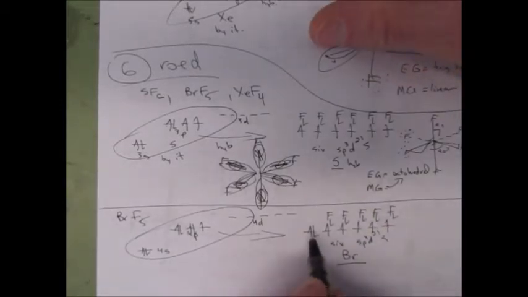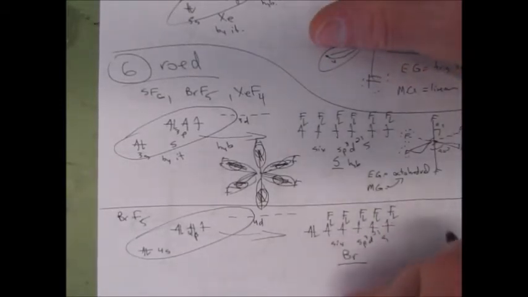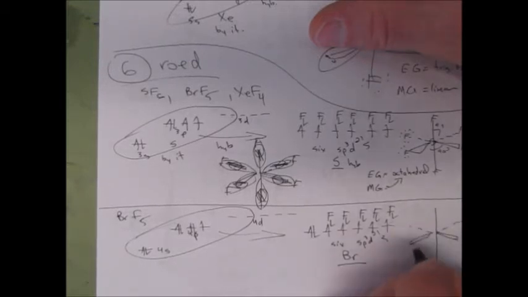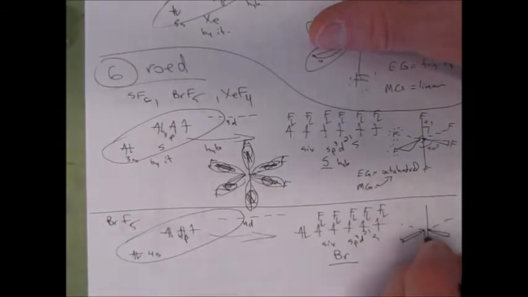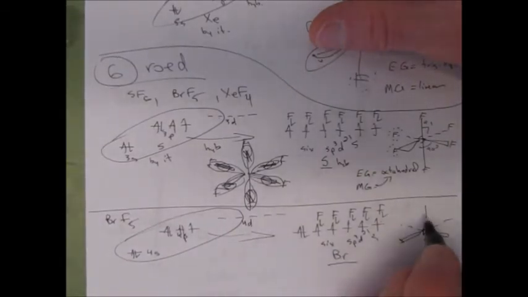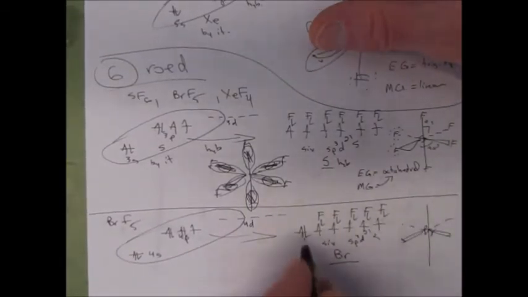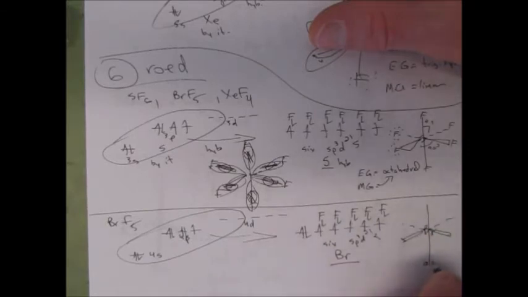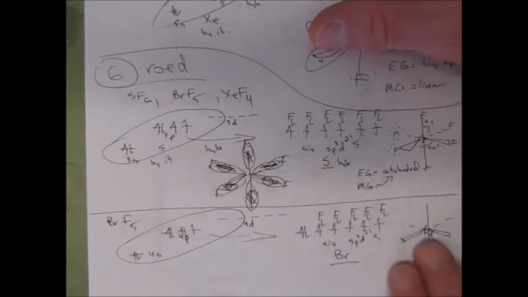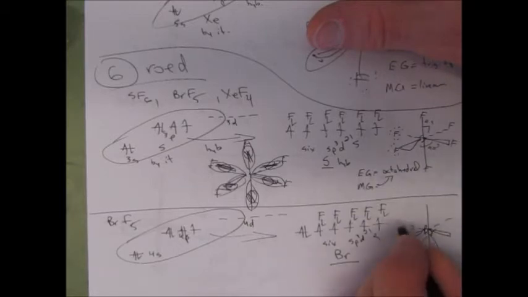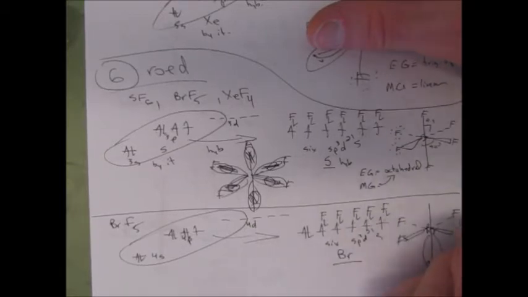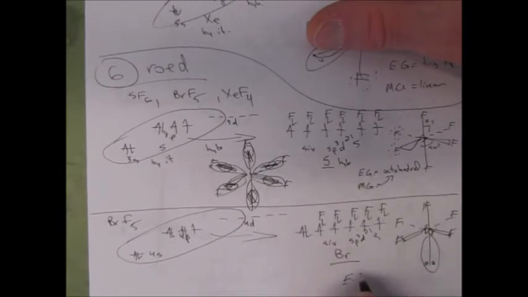How many regions of electron density? 1, 2, 3, 4, 5, 6. Therefore, the template is octahedral. Bromine is in the middle. These are all identical, all 90 degrees, so it doesn't matter where you put the lone pair. So why don't I put it on the bottom just so it's easier for us to ignore it later on and mention what we're seeing. You put the fluorines in, and the electronic geometry is octahedral.